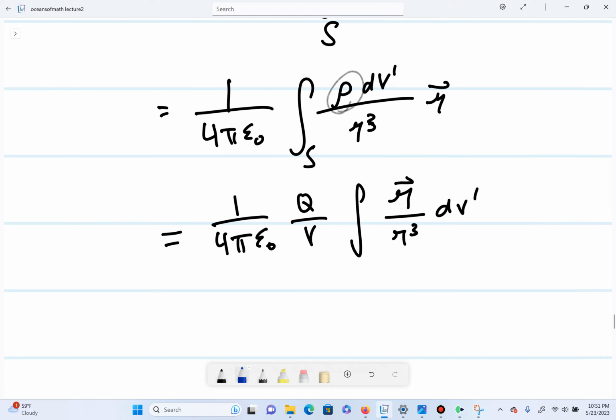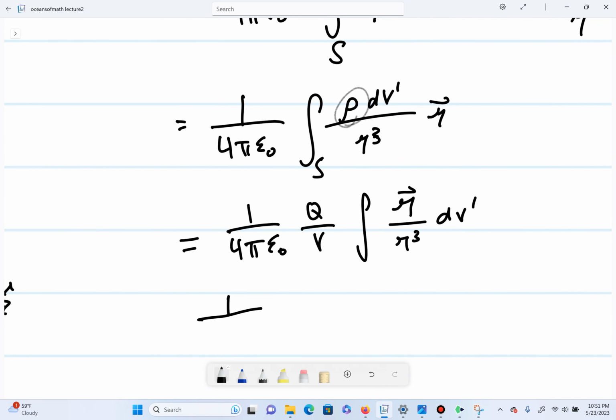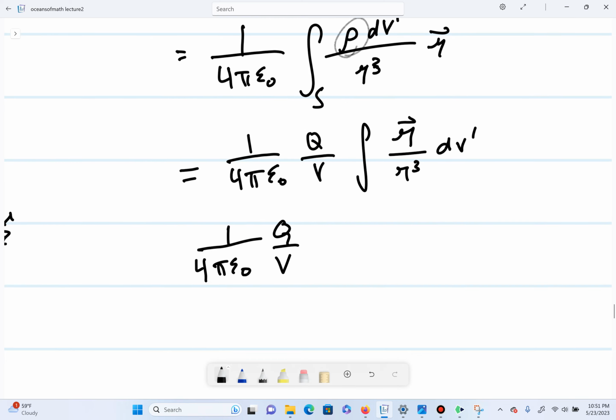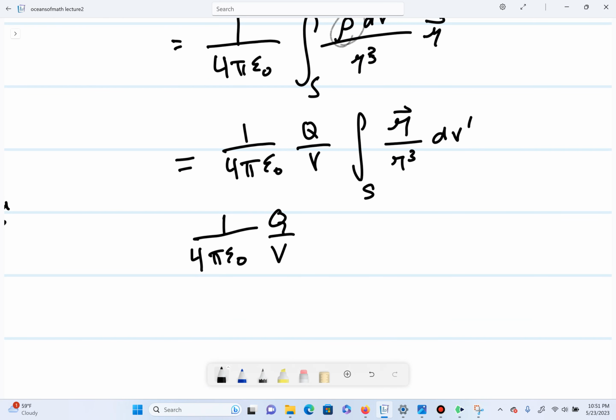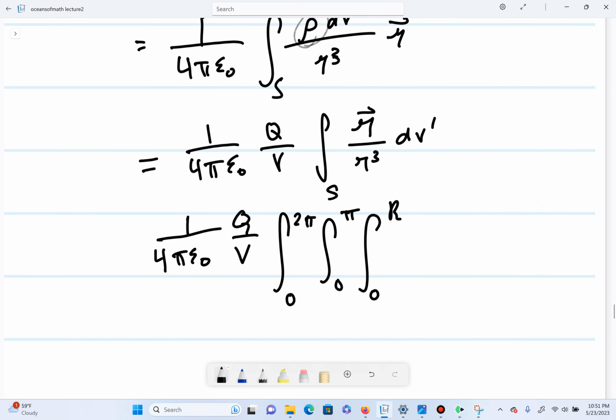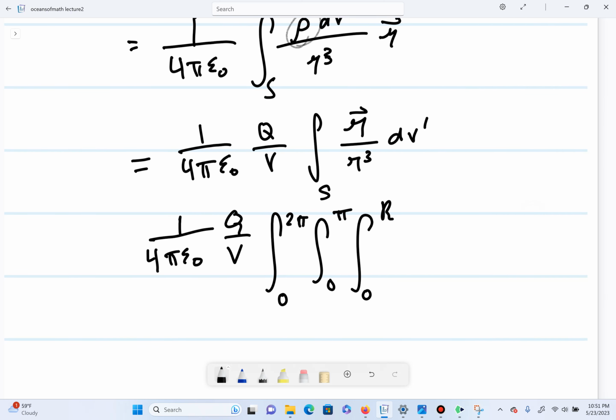So plugging this into our equation, we have an integral: 1 over 4 pi epsilon naught, q over v. Now this integral is over the sphere, so I'm integrating the azimuthal angle from 0 to 2 pi, the polar angle from 0 to pi, and the radius from 0 to r. And then we're just going to plug in what we have.